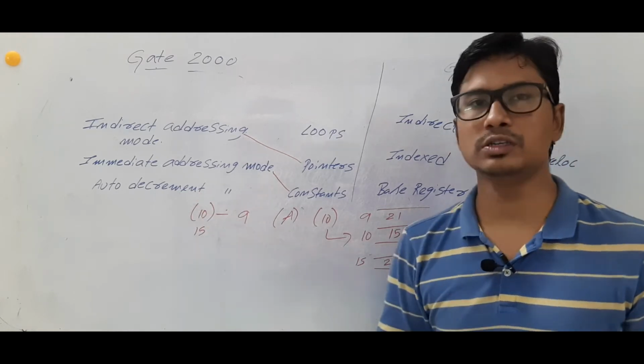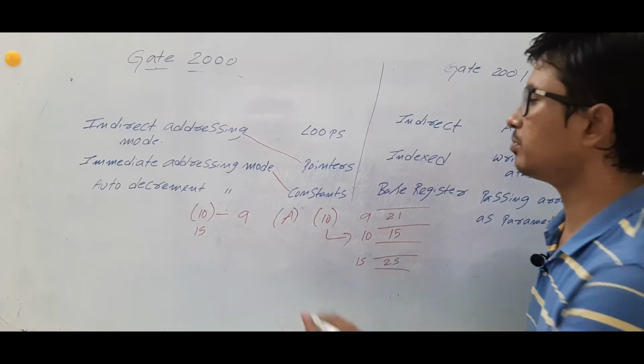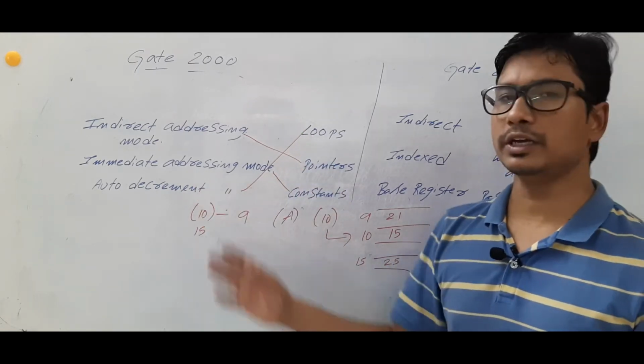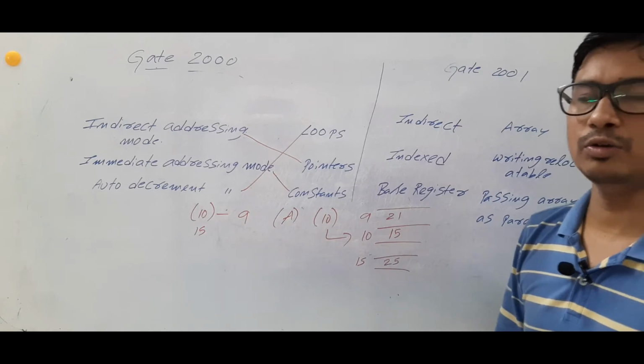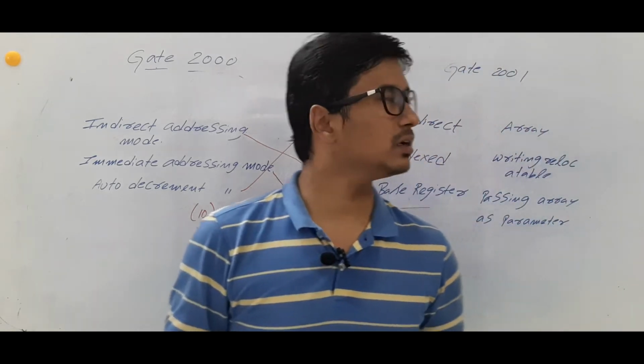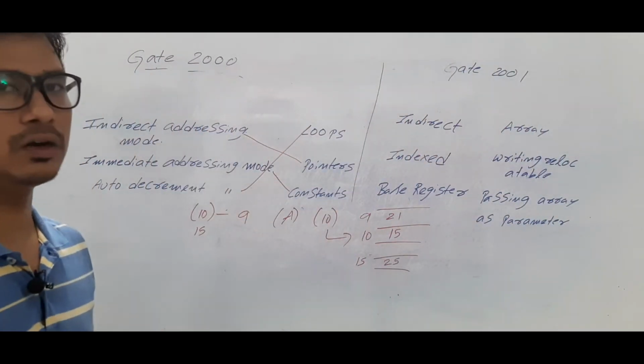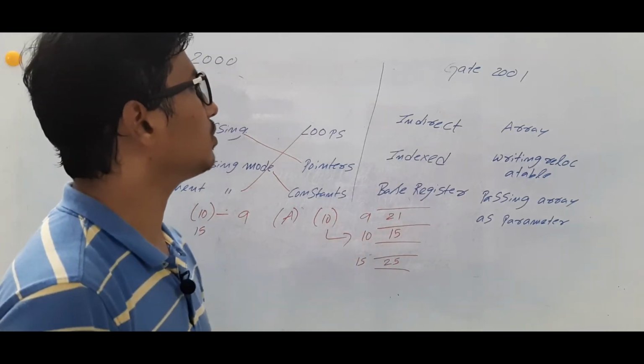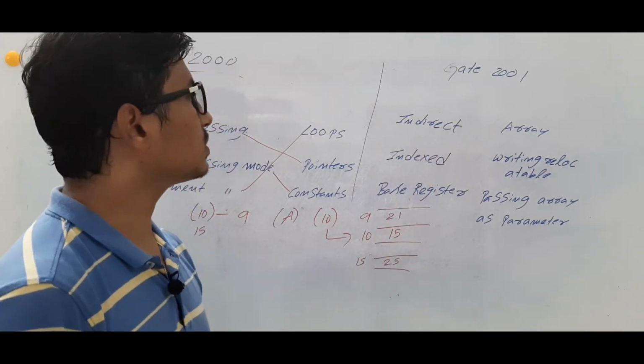So this concept will be useful for us to perform loops. That's why auto decrement is similar to the loops concept. It is an appropriate match. I hope you have understood the question which came in the year 2000. Now let me discuss the question which was given in 2001.